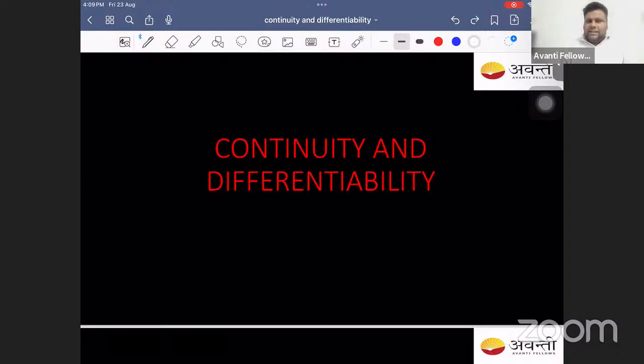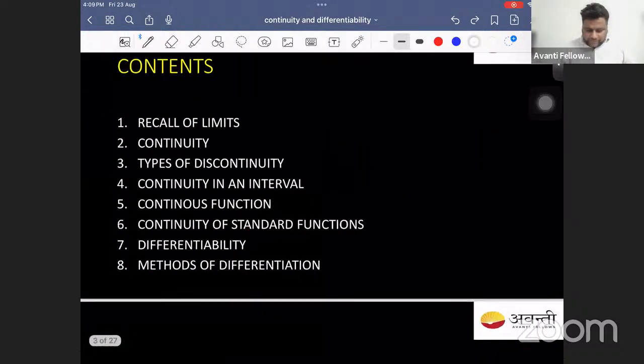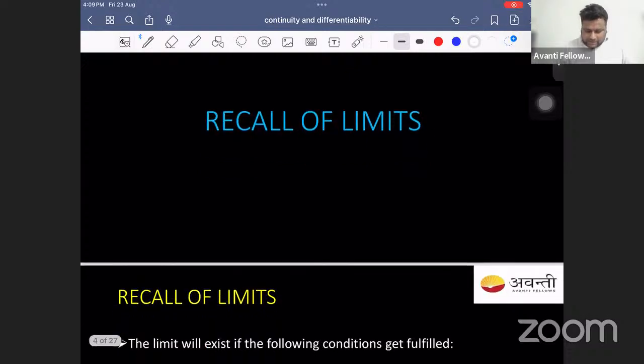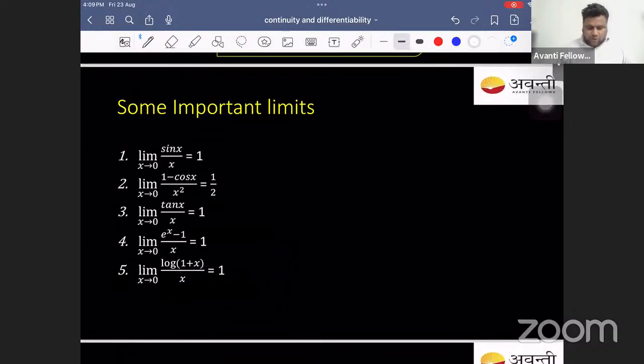So we have done the limits previously. In the last two sessions, we have been doing limits. So just a quick review of limits. What we will do first of all is a recall of limits. Quickly tell me the answer of these four questions. Very quickly, give me the answer in the chat box.